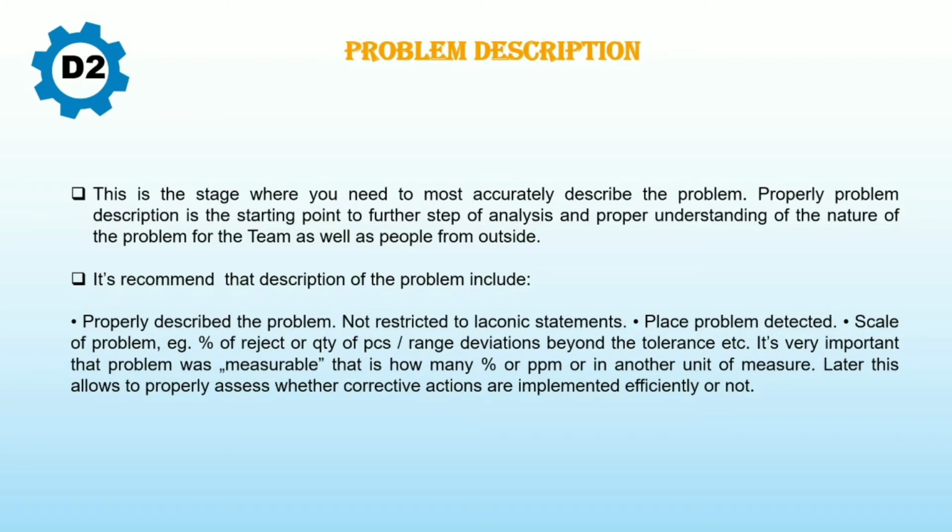Place where the problem was detected. Scale of the problem, e.g. percent of rejects or quantity of pieces, range of deviations beyond the tolerance, etc. It is very important that the problem be measurable, that is, in percent or ppm or another unit of measure. Later this allows us to properly assess whether corrective actions are implemented efficiently or not.